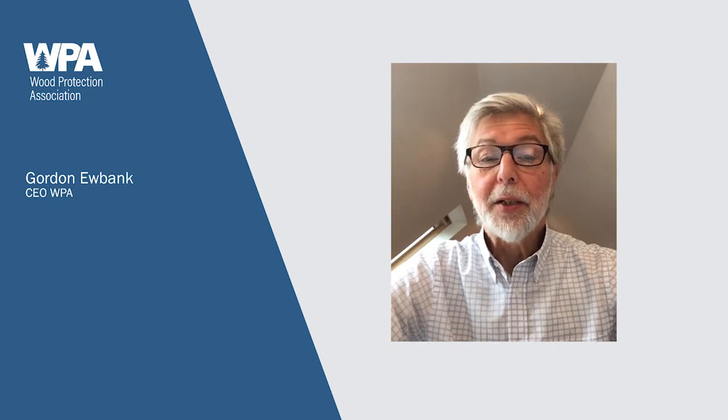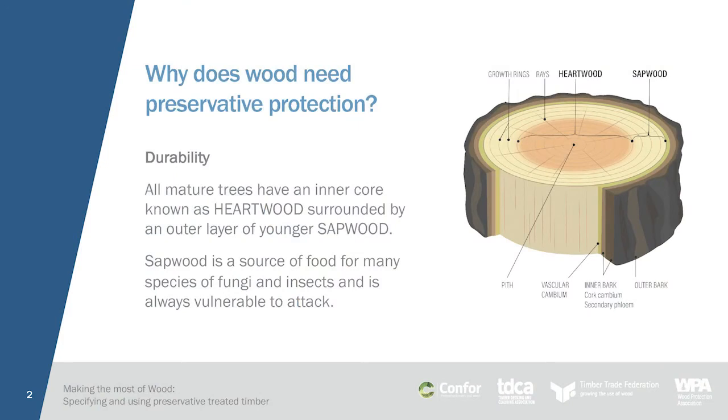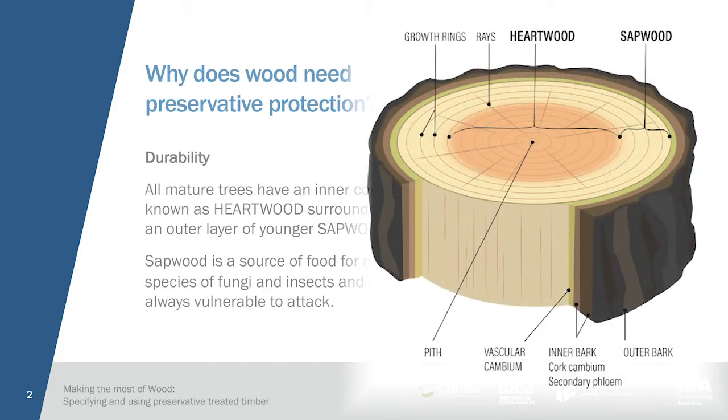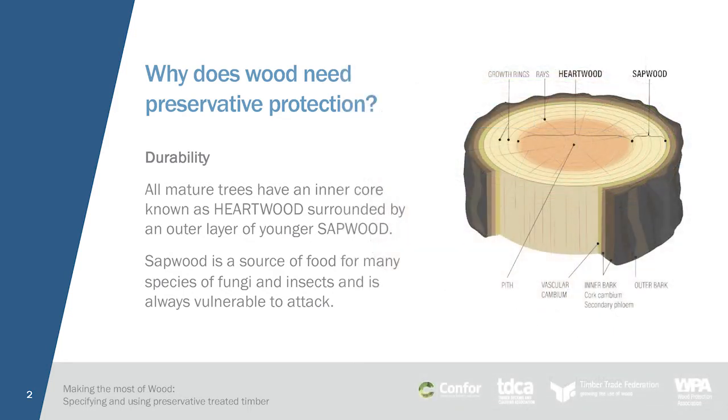But we need to start at the beginning with a living tree in the forest. All mature trees have an inner core known as the heartwood, surrounded by an outer layer of younger sapwood. The sapwood is where the tree stores the nutrients essential to growth. These food reserves remain after the tree is logged and sawn into components.